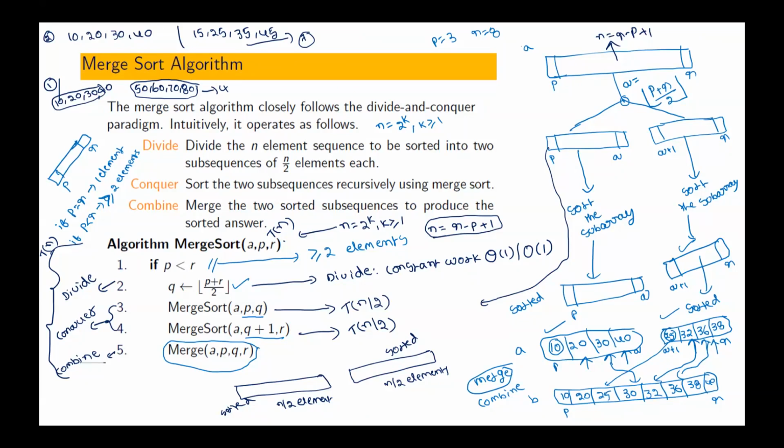Now you tell me, in the best case, how many comparisons do we perform here? N by 2. In the worst case? N minus 1. But what is the order of growth here? Same. Best case, N. Here also the order of growth is N.